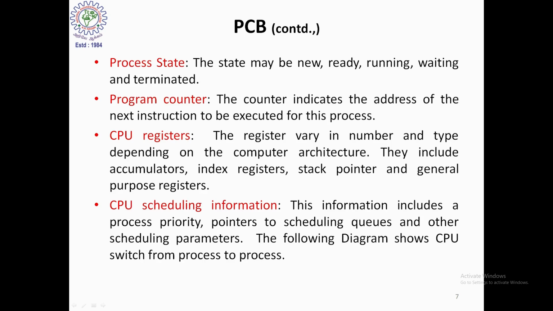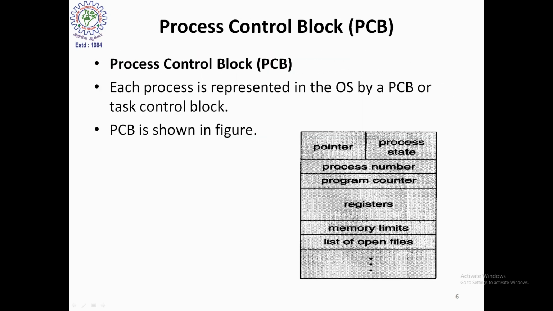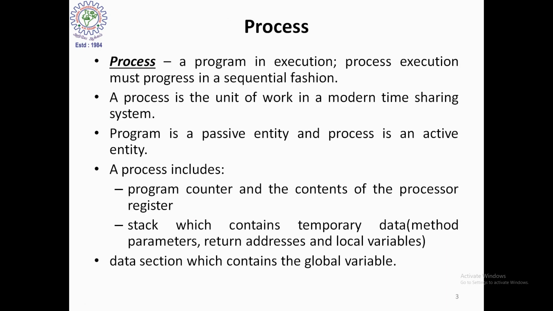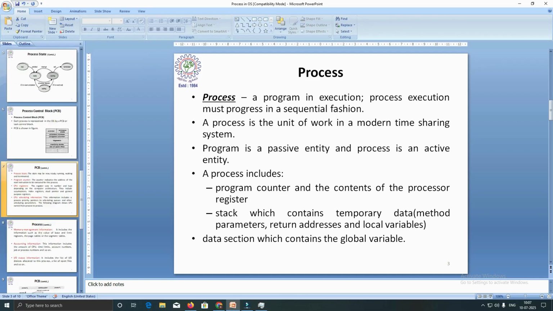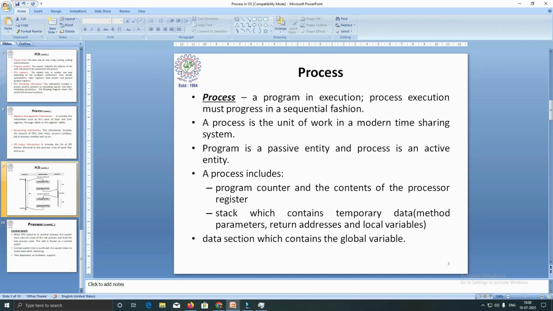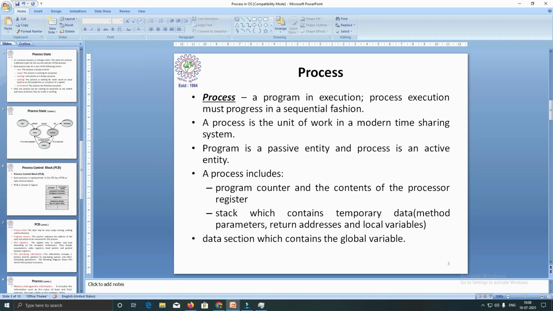In addition to this, there are many other criteria also associated with any process. This is the end of the introduction: we have just seen what a process is, what the different states of a process are, what a process control block is, and what the different criteria associated with a process are.